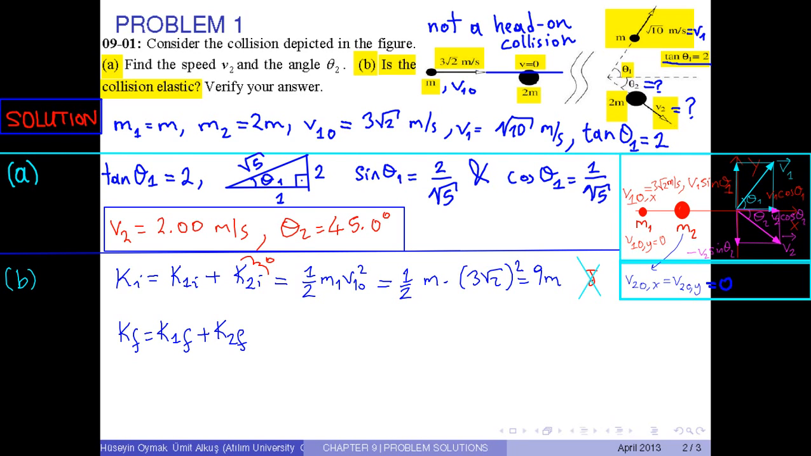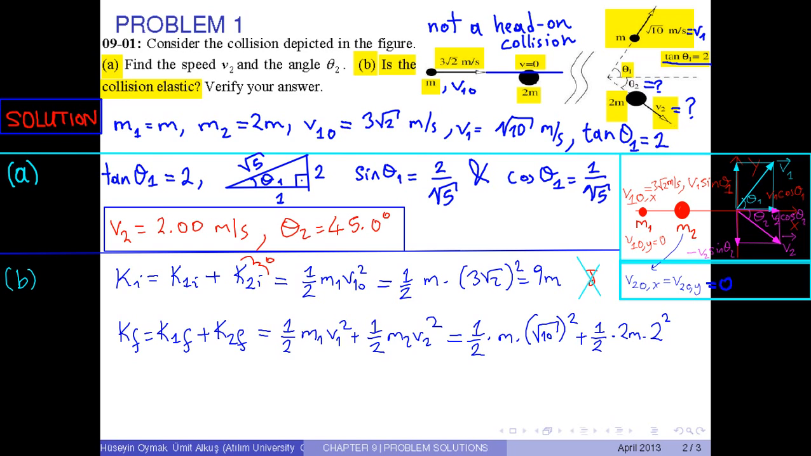Next, we calculate the final total kinetic energy, which is 1 over 2 times m1 times v1 squared, which is the final kinetic energy of mass m, plus 1 over 2 times m2 times v2 squared, which is the final kinetic energy of mass 2m. Now, we put the corresponding values into this equation to get 1 over 2 times m times square root of 10 squared plus 1 over 2 times 2m times 2 squared. Therefore, the final kinetic energy is 9m.